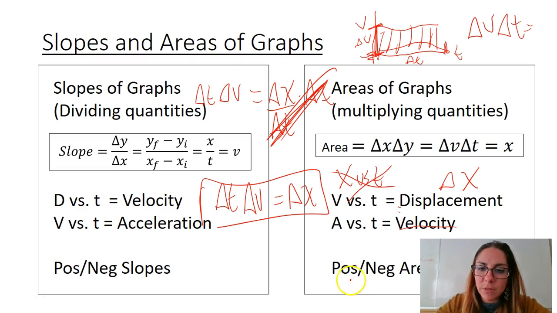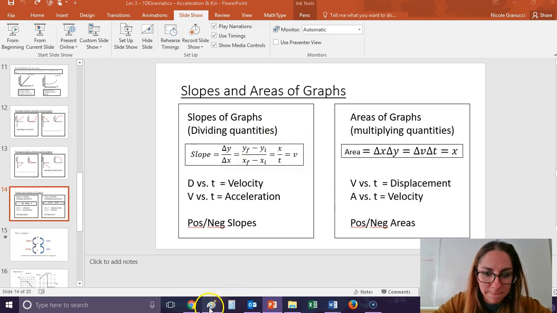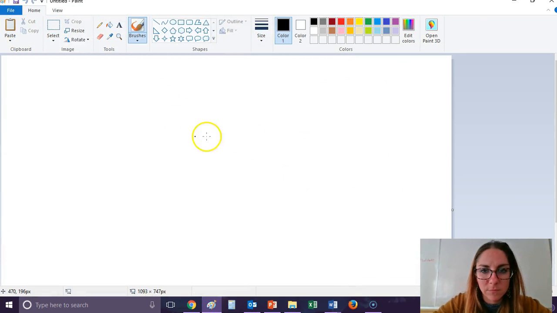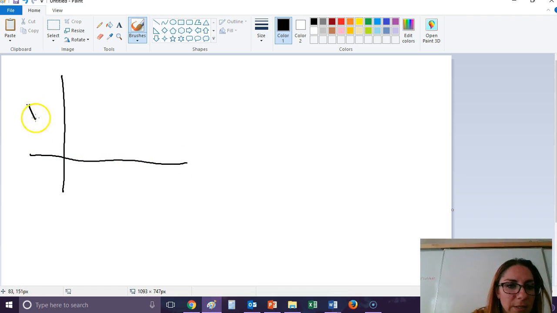Another thing I've got to mention here, and I'll actually use a blank screen to describe this. Is the following. Say I have something like this. Say I have a velocity and time graph, and this is 3.